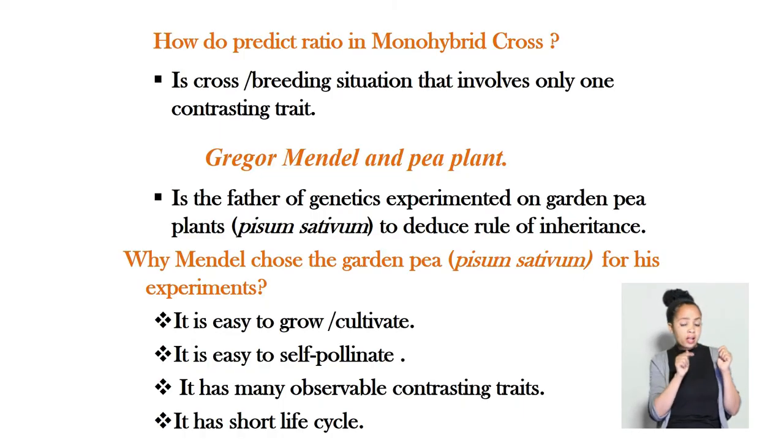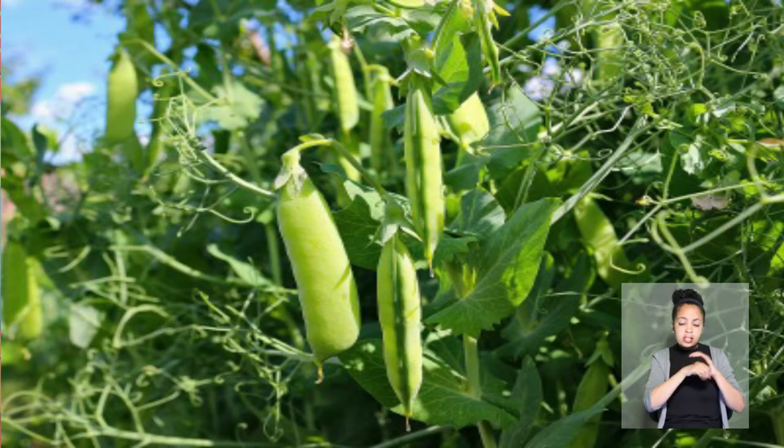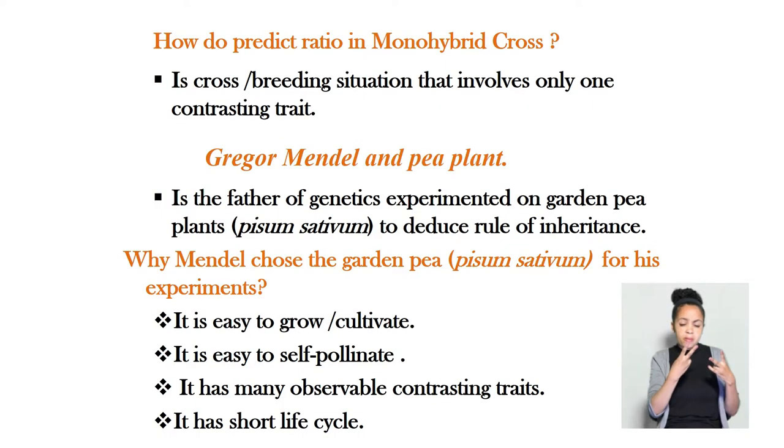Here, Mendel, who is the father of genetics, experimented on the garden pea, with the scientific name Pisum sativum, to understand the rules of inheritance. He preferred this garden pea plant for his experimentation for many reasons. One reason is that it is easy to grow and easy to self-pollinate. There are also many observable contrasting traits within the garden pea, and this plant has a short life cycle.